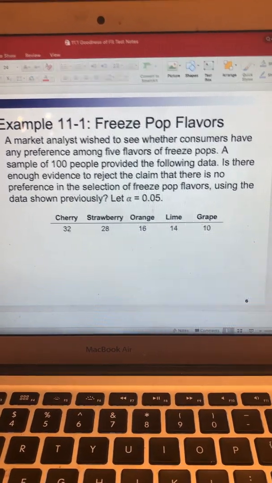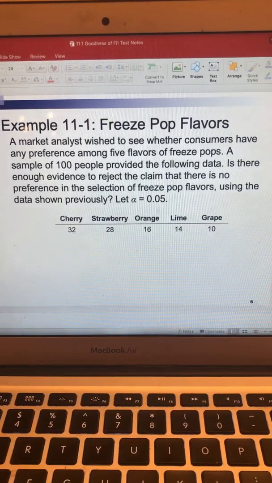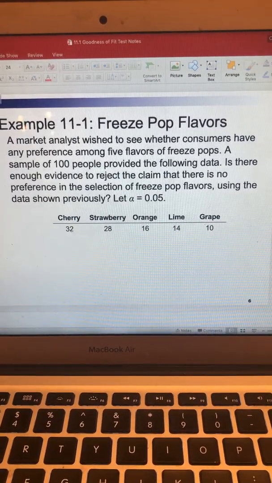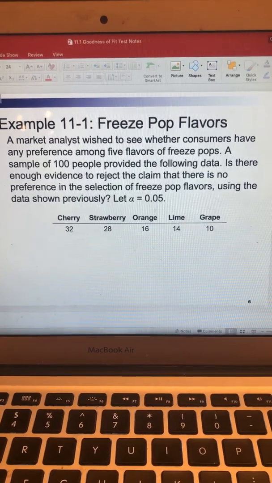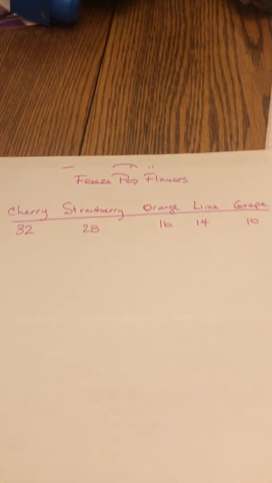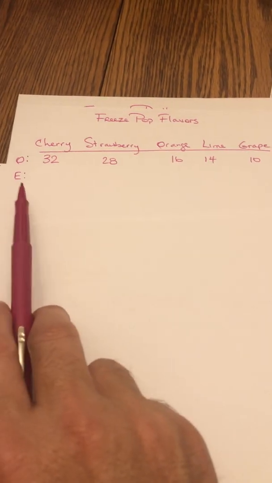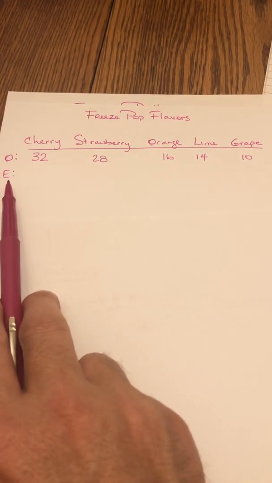So, step 1 in this process is going to be to record the observed values, and these are the actual collected data. So our observed values in this case are the 32, 28, 16, 14, and 10. So I'm going to make myself a little table, and I've got my values here. Having a little table like this is actually quite useful, as you'll see. What I need to do now is figure out, okay, so these are my observed values. What should my expected value have been?